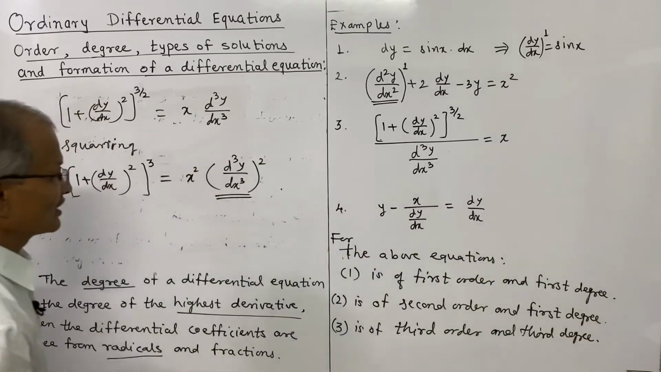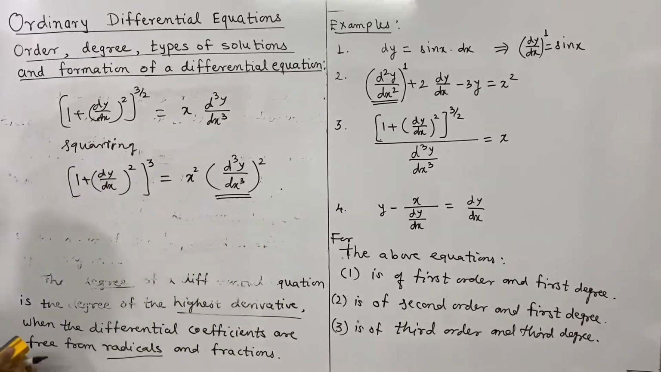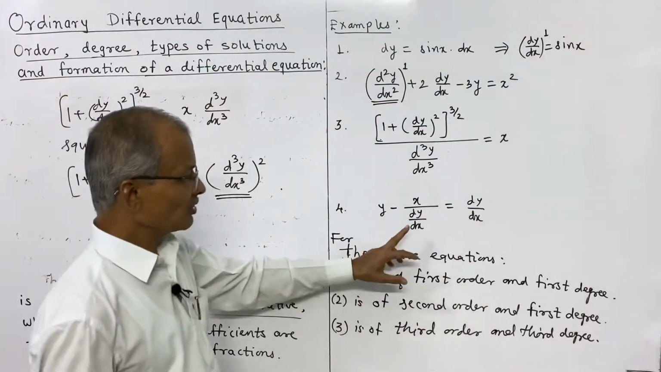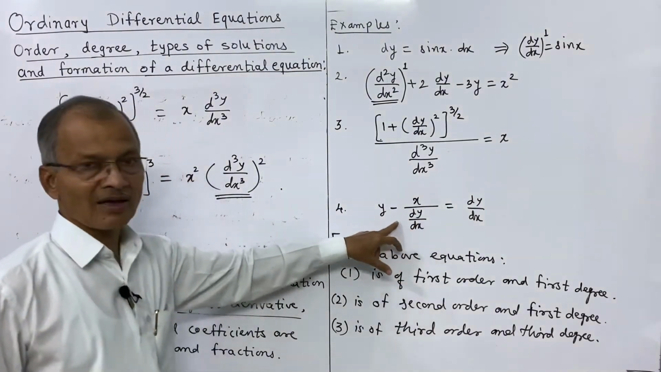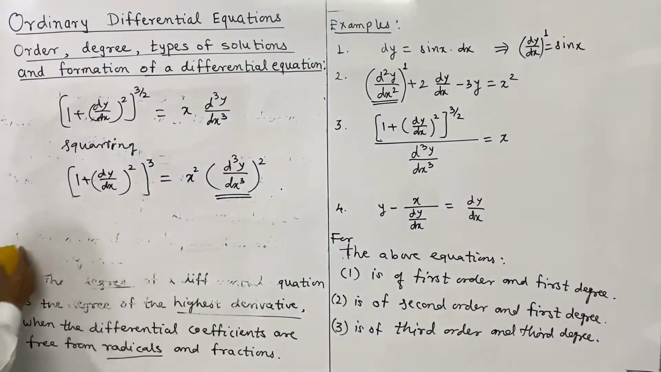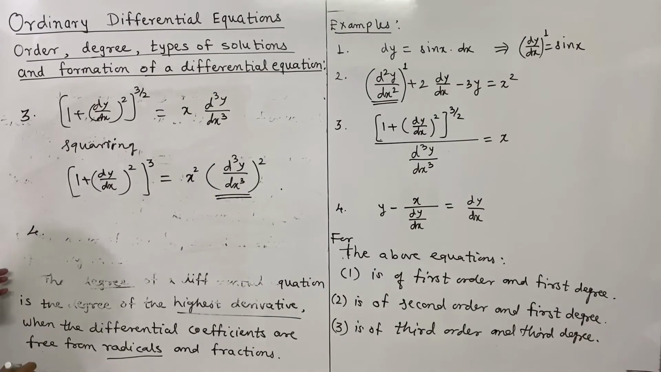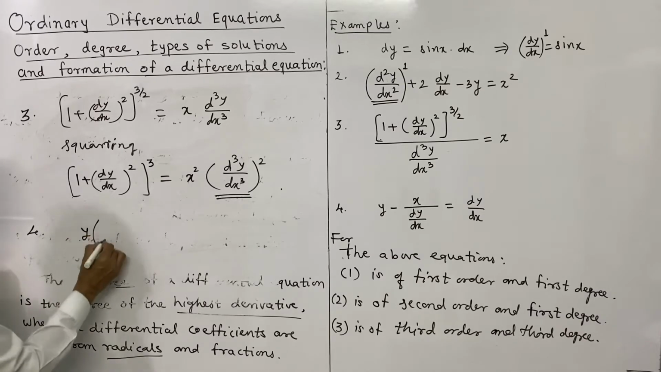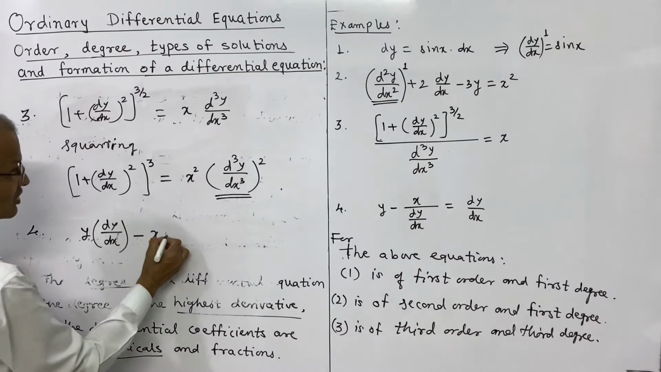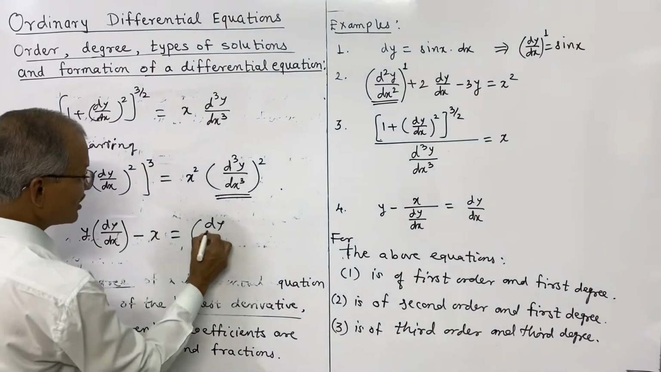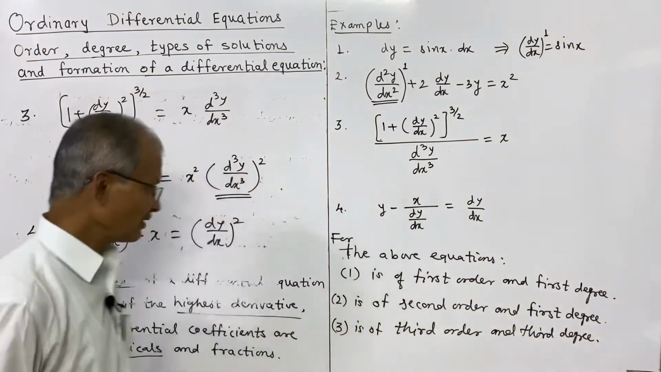Now what about the last one, the fourth equation? Again, to decide the degree, it should be free from fraction, and for that purpose we multiply both sides by dy by dx. Now the fourth can be written, multiplying by dy by dx, as y into dy by dx minus x is equal to dy by dx into dy by dx, that is dy by dx whole square, multiplying throughout by dy by dx.